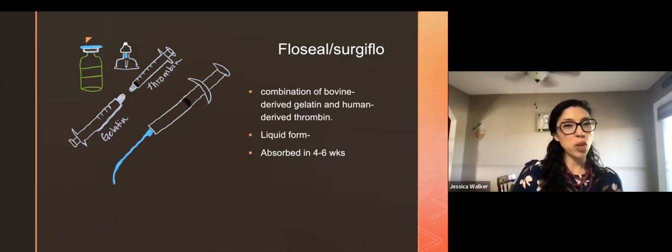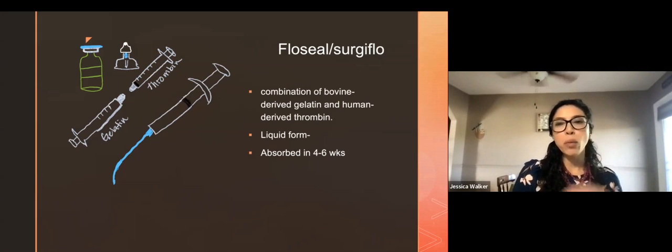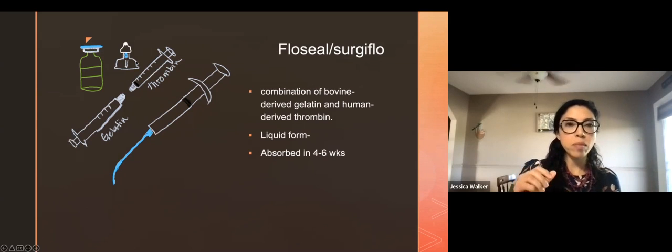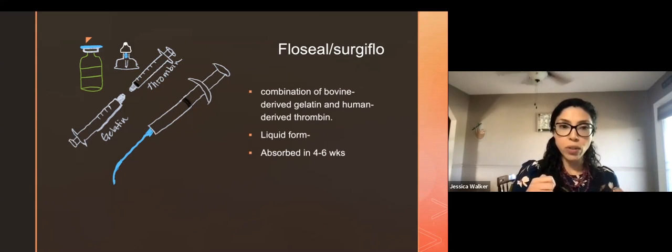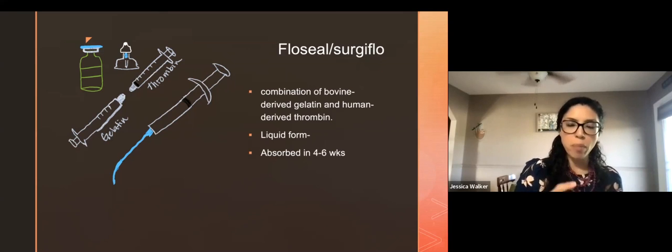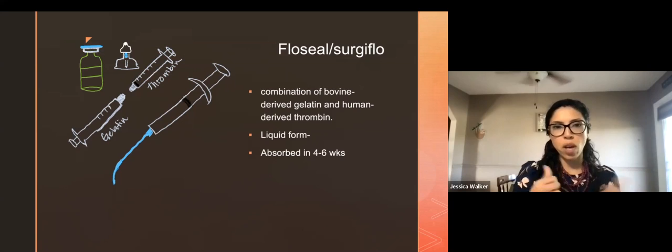Again, I could not put a picture, but I'll draw you. Basically, when you open the box, it will have the thrombin, like the one that I just talked about. You will have the vial and the little applicator. So you can draw the thrombin in one syringe. In another syringe, you will have the gelatin. There is another applicator that you put between the two syringes, and some of you guys have seen it used before. You're just going to mix them, go from syringe to syringe.